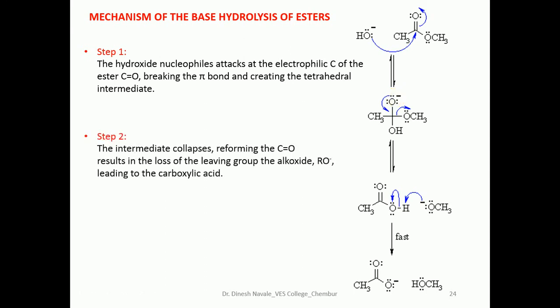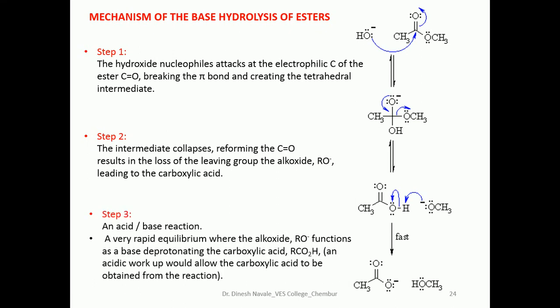In step 2, the tetrahedral intermediate collapses and again forms the carbonyl carbon-oxygen double bond, with the alkoxide ion leaving as the leaving group. In step 3, we observe whether it is an acid or base reaction. The carboxylic acid is formed as a product after step 2, with the alkoxide ion as the byproduct. This alkoxide ion deprotonates the acid, giving the carboxylate ion as the main product and the alcohol as the byproduct.